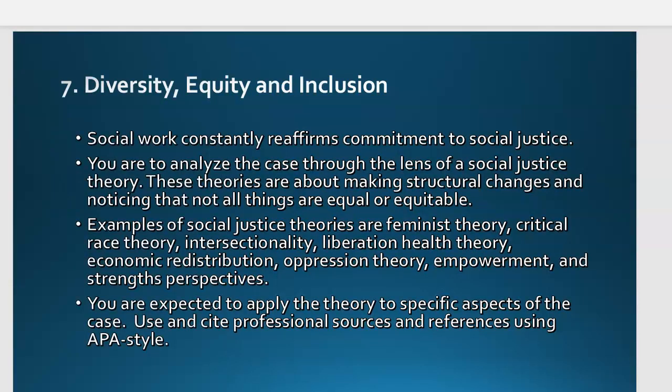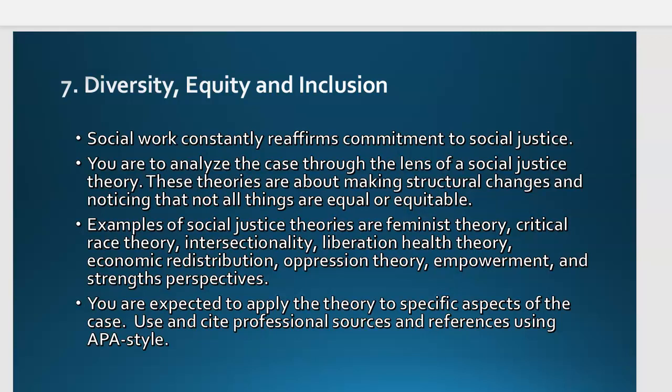So number 7 is the diversity, equity, and inclusion section. And this is where definitely, as social workers, we're constantly reaffirming our commitment to social justice, economic justice, racial justice. So in this section, you're to analyze the case through the lens of a social justice theory. So you need to use theory in this case, and social justice theories are about making structural changes that acknowledge and notice that not all things are equal or equitable or just.